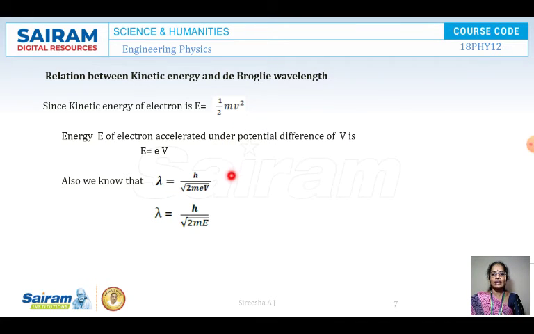So directly you can get the value of the wavelength if you know the energy of an electron. If the kinetic energy E of an electron is given, directly substitute the value in this formula to get the de Broglie wavelength.